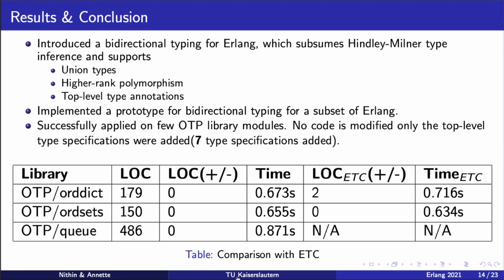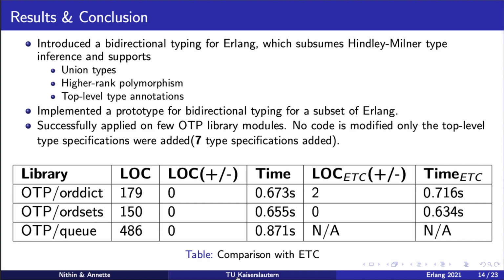After introducing this, we were able to implement a prototype of bidirectional typing for a small subset of Erlang. Our bidirectional typing subsumes the Hindley-Milner type system, and it supports union types and higher rank polymorphism. We only require that we make use of top-level type annotations. We successfully applied our prototype on 3 standard library modules.